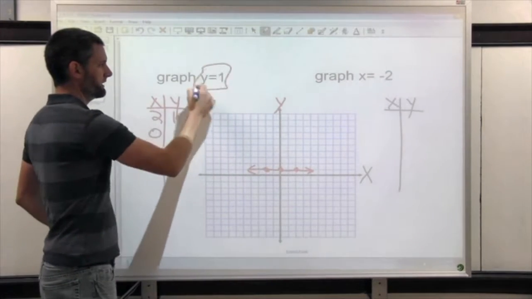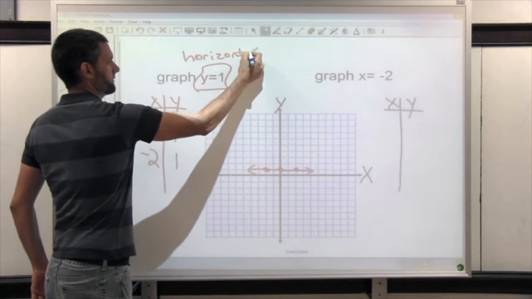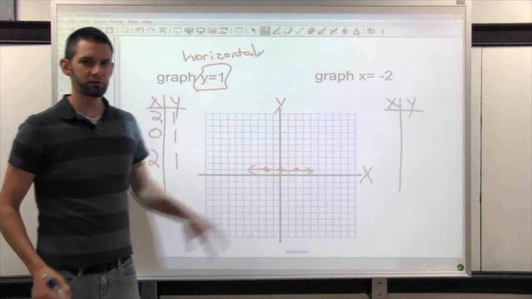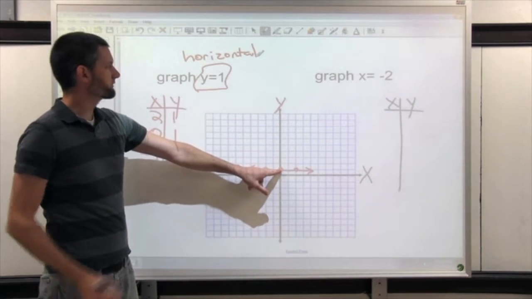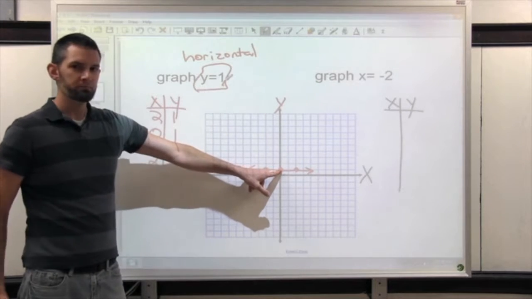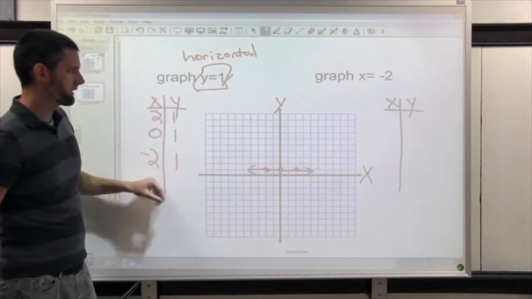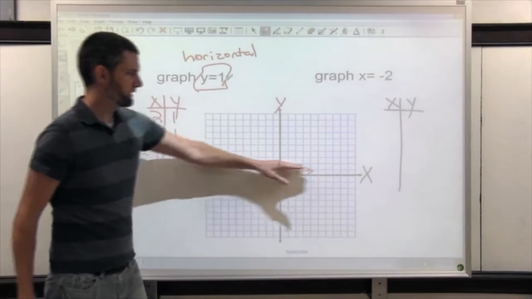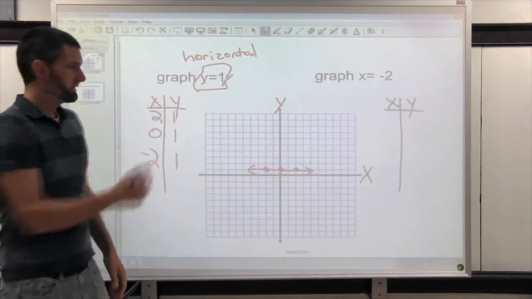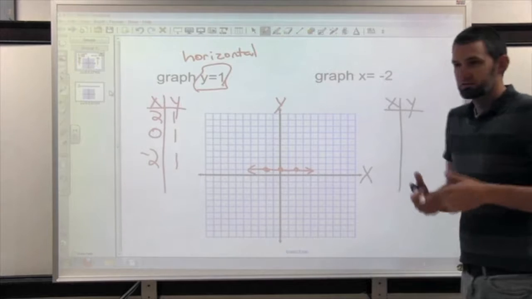Anytime you have y equals, it's going to be a horizontal line. Horizontal lines always go across like the horizon. Now if you notice on the y-axis, this line is crossing at 1. So that horizontal line, you can just skip this part and just make a horizontal line through the value 1 on the y-axis. Now, x lines, a line with just an x in it, is kind of similar.